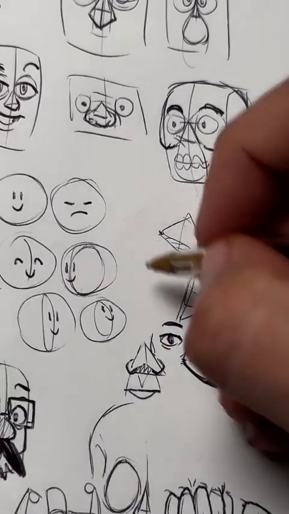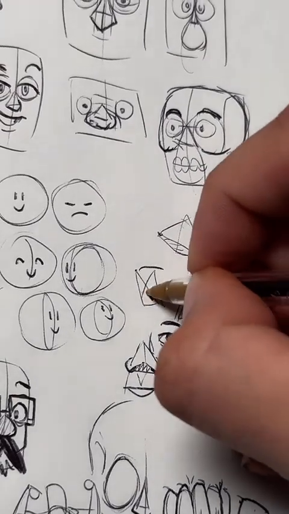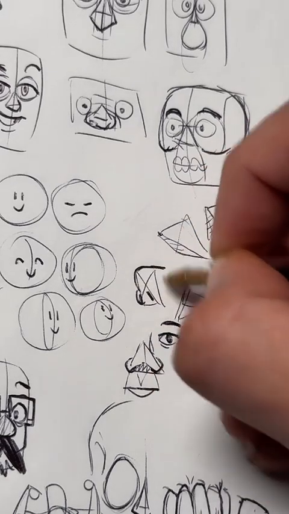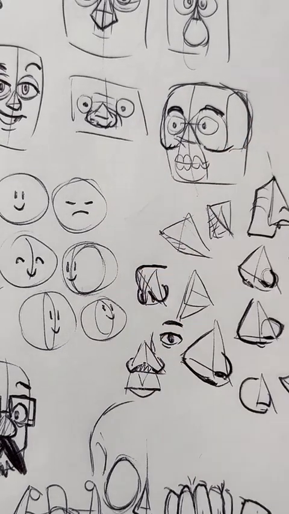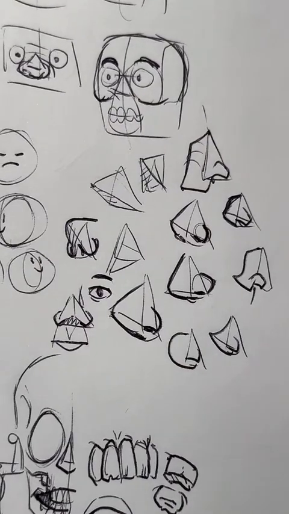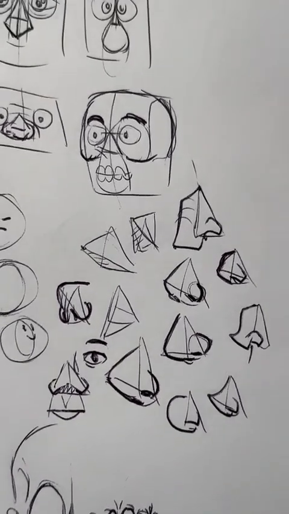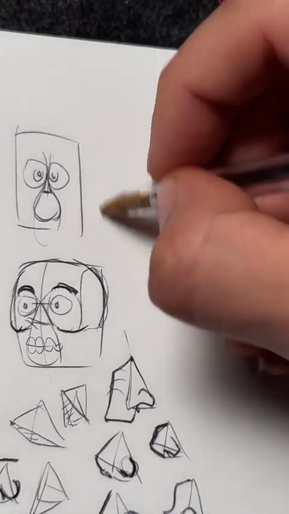So understanding these things in very simple ways can help you understand how to draw these in space a little bit better. So that is noses in general. So let's draw a couple of things with noses so you guys see how this is applied.